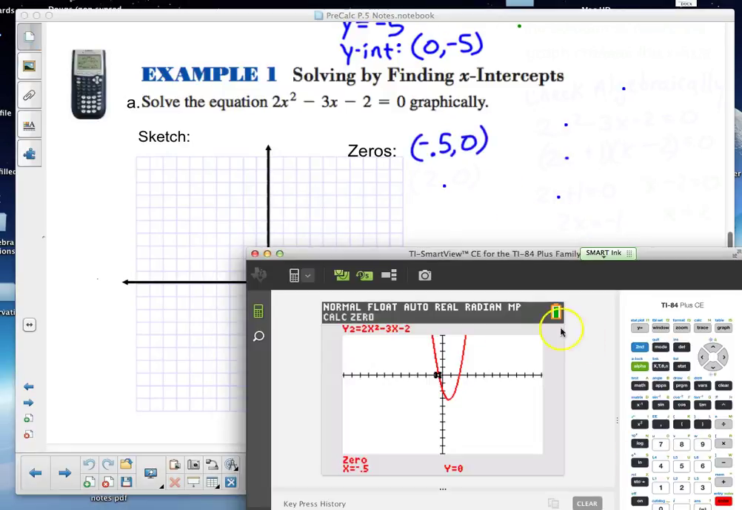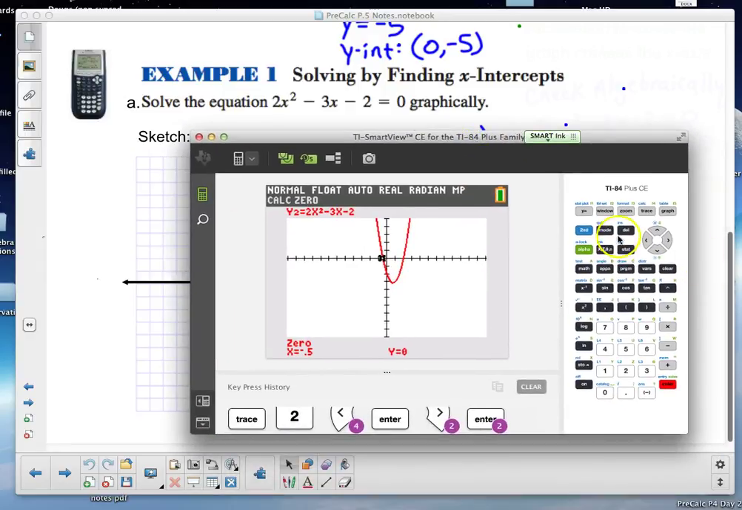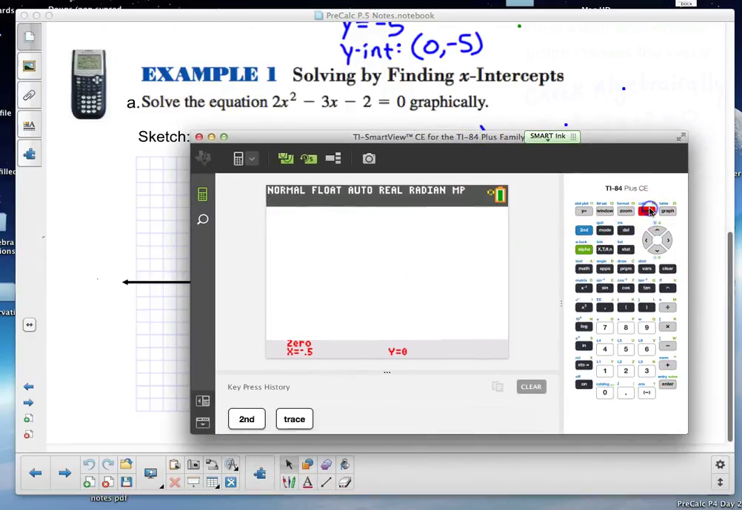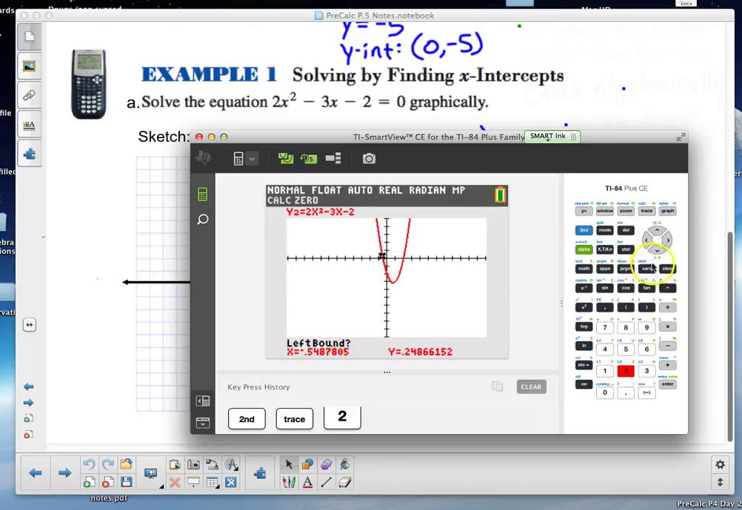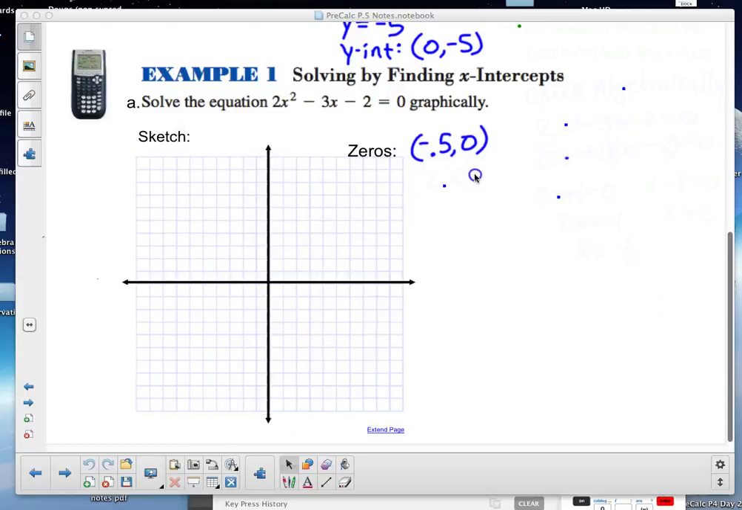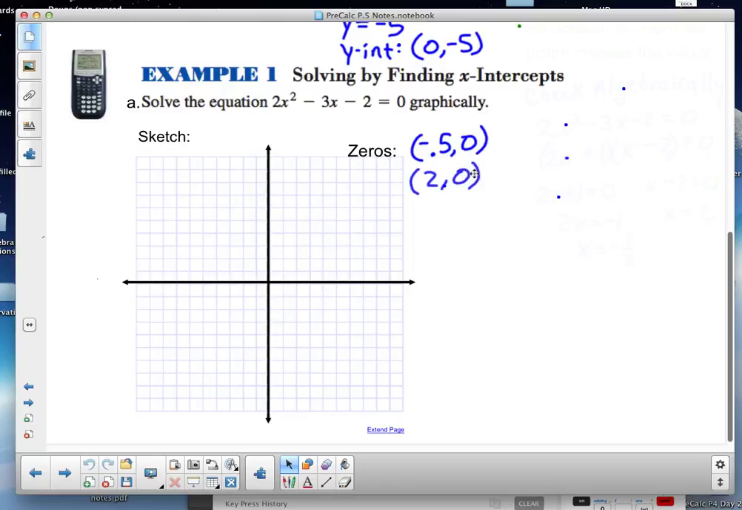Okay, so I got (-0.5, 0). That's one zero. And I'm going to look at my other zero. So I go back, hit second, calc, and I go to 0 for my value 2. And I'm going to trace to the other side. Again, I want to put in the left bound first. So I can be right here, so long as I have a left and right bound around what I think is a zero. Hit that, and then I'm going to hit up here and hit my right bound, hit that, and hit enter, and I have my second zero at (2, 0). So if you weren't familiar with doing that, you now are, I hope.